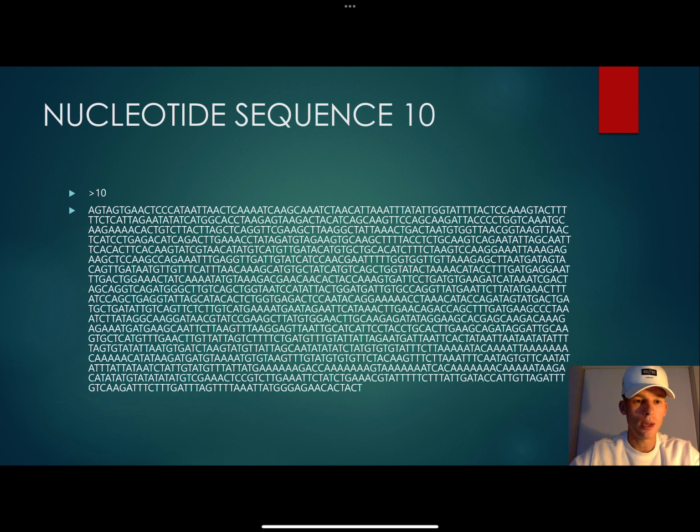So going right into it, I was assigned nucleotide sequence number 10. This is the untranslated sequence and it's the start to my analysis and finding out what my gene is and what its function is.